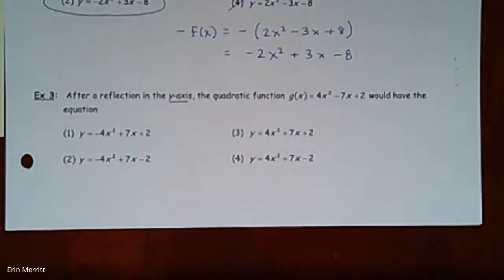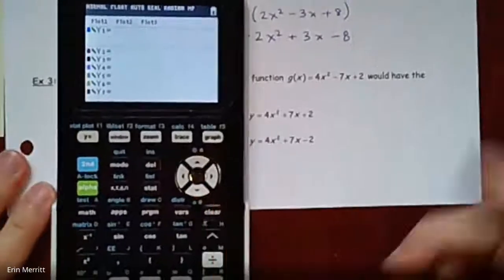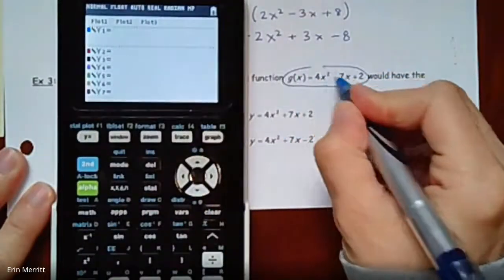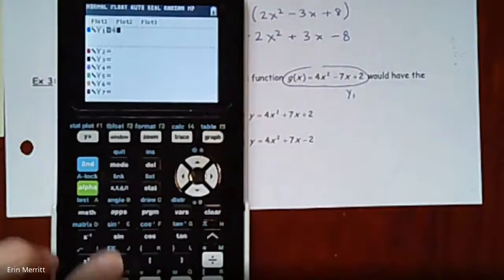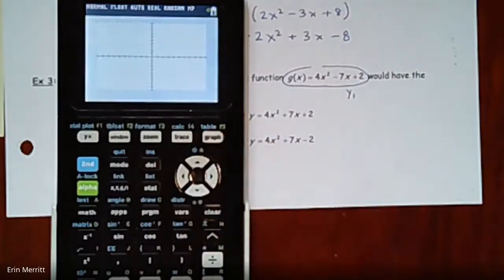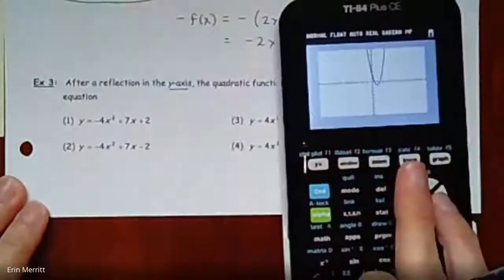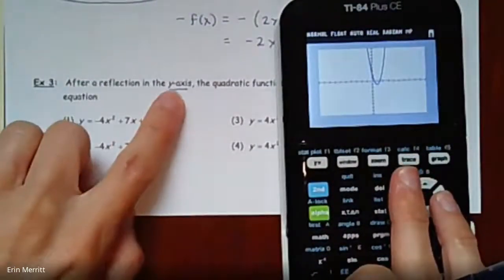Your other option for this is to type the original into y1. So let me do that. I get 4x squared minus 7x plus 2. And let's see if we see this when I graph it. Yeah, we see it pretty nicely. We're looking for which one is the answer after you flip it over the y-axis.